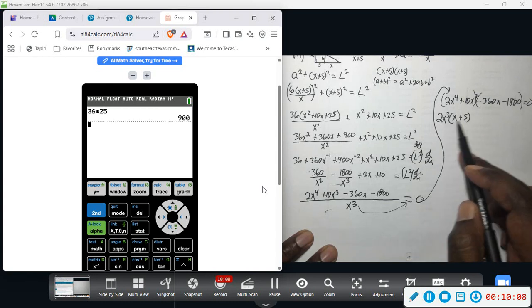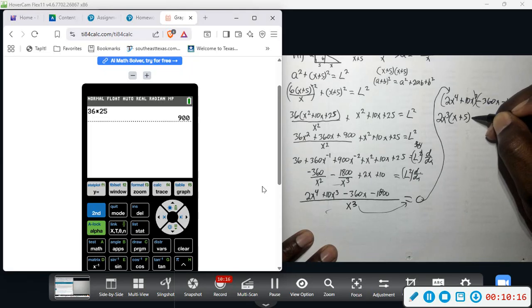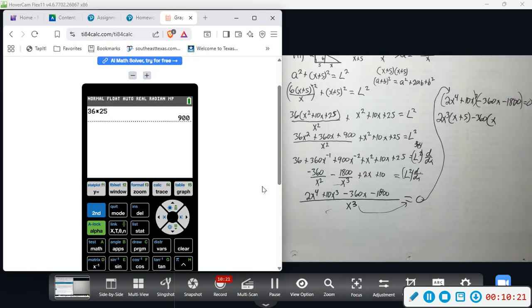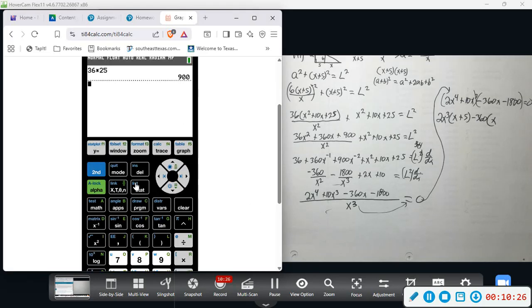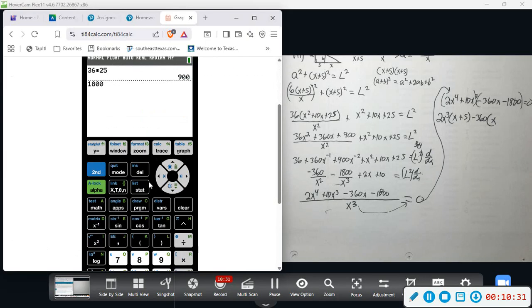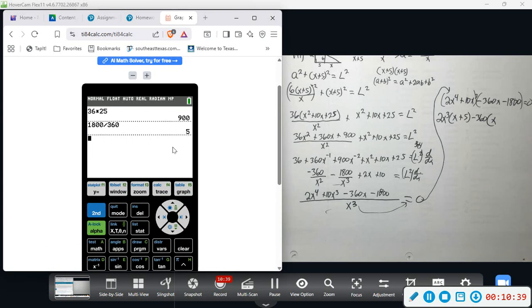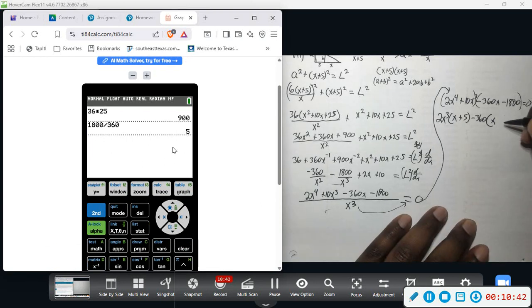When you do factor by grouping, whatever's left needs to be the same. So the only way that I can get this to be an x is to factor out negative 360. So we're going to say negative 360. And then check if 1800 is divisible by 360. Hopefully it gives us a 5, which is what we're looking for. 1800 divided by 360, and we get a 5. Okay, so factor by grouping works. Factor out that negative. Negative divided by negative is positive.